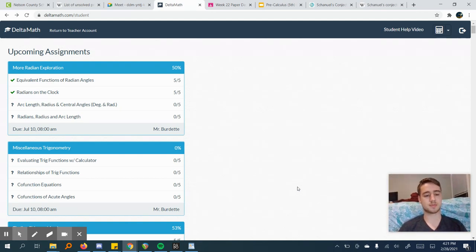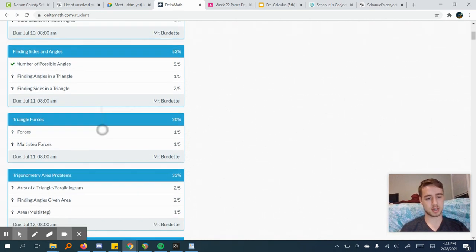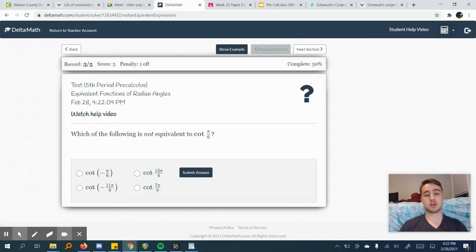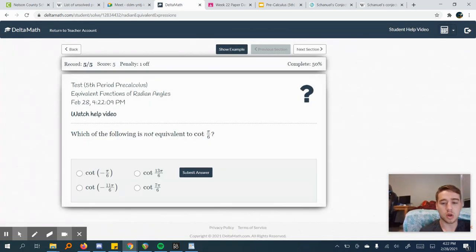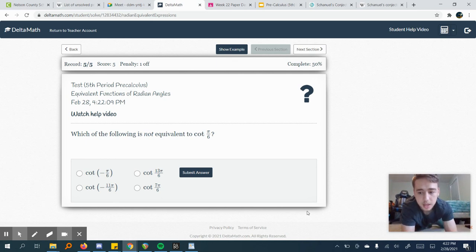Let's look at more radian exploration. By the way, if by chance last week you checked out more radian exploration and miscellaneous trigonometry, this week you're going to be working on these other two assignments. But let's jump right in. For equivalent functions of radian angles, once you get what this problem is asking you for, it's going to be a snap for you. I am going to walk you through two ways of doing this problem, after which I will turn you loose with the rest of the homework on your own.